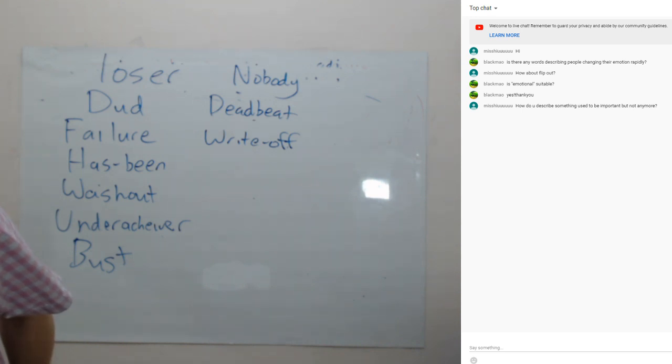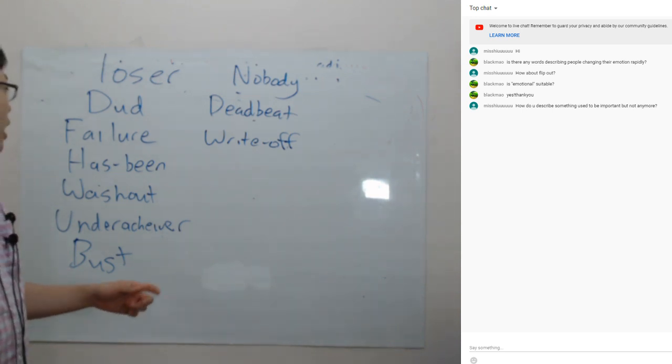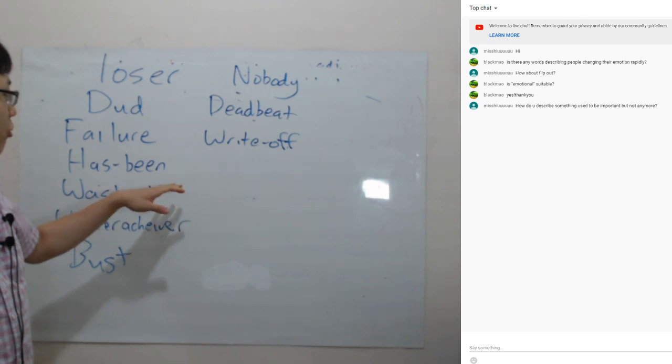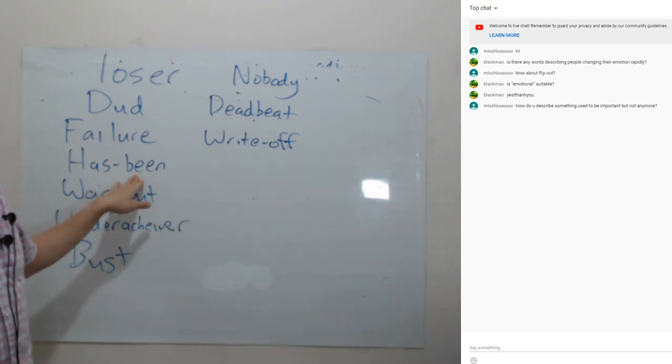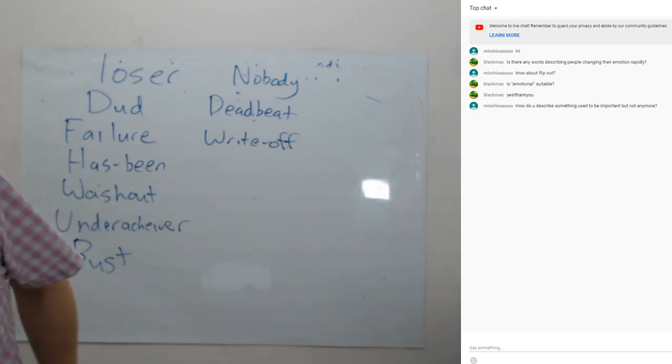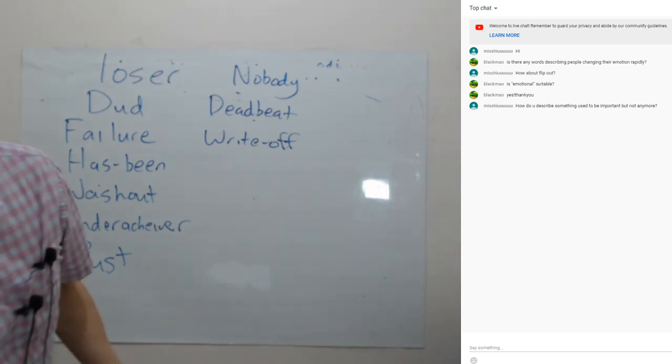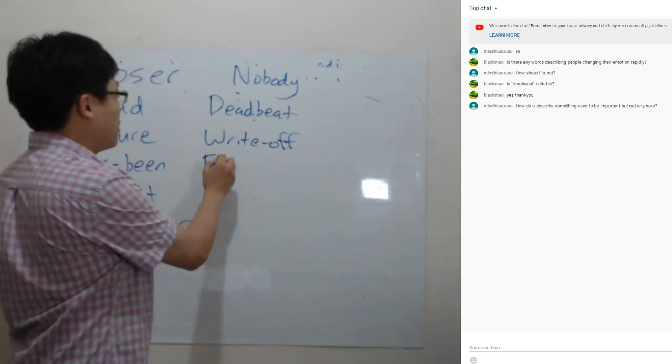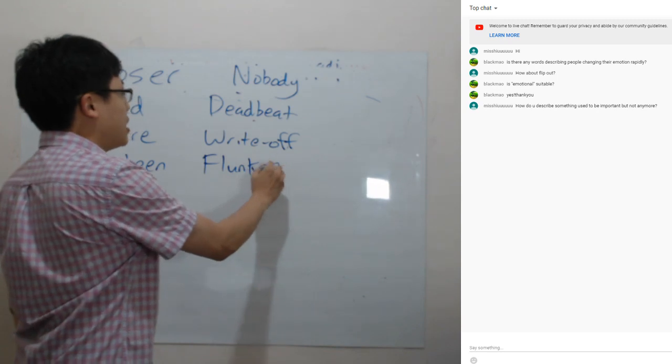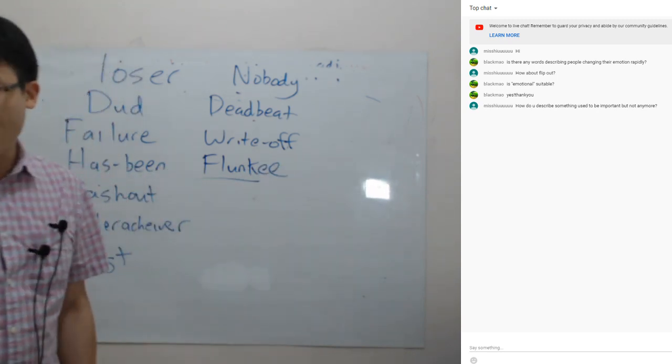How do you describe something that used to be important but not anymore? I don't know if I answered this question already. If you're talking about a person, it would be a has-been. You can call people a flunky. When you flunk something, it means you fail.